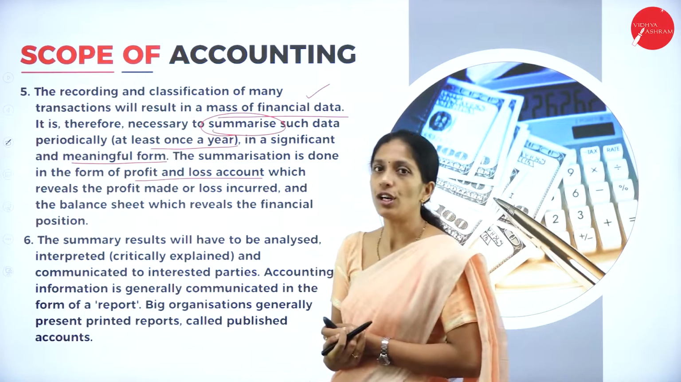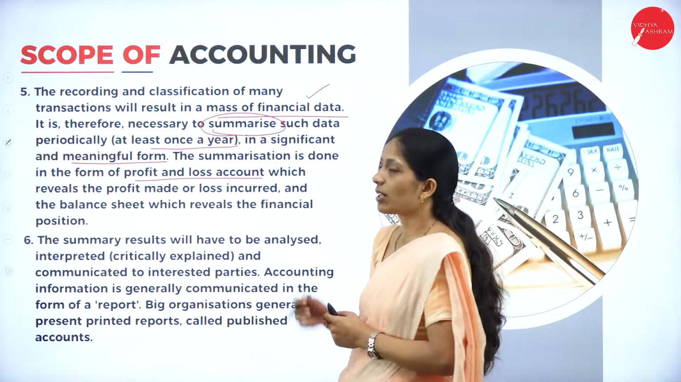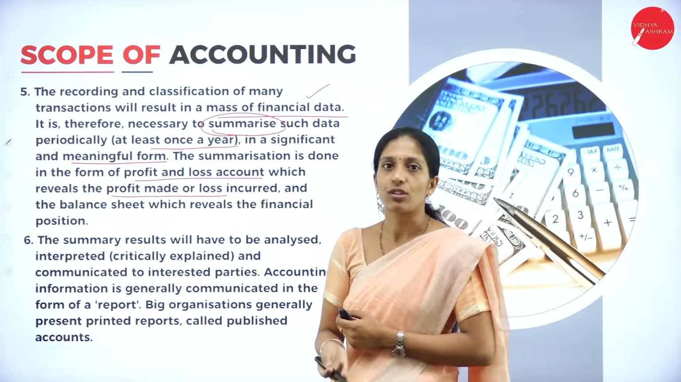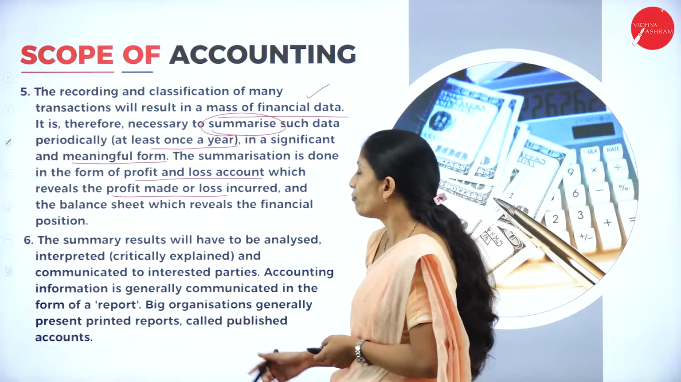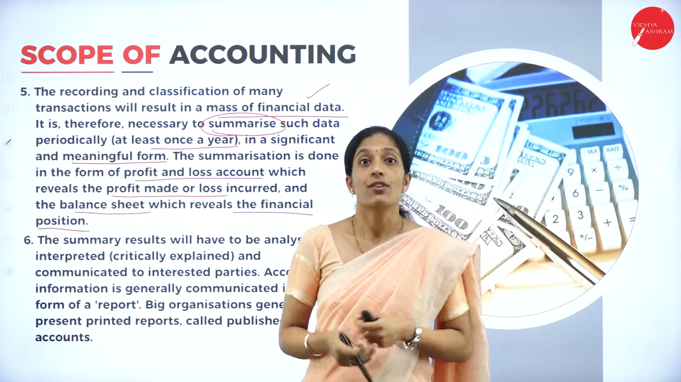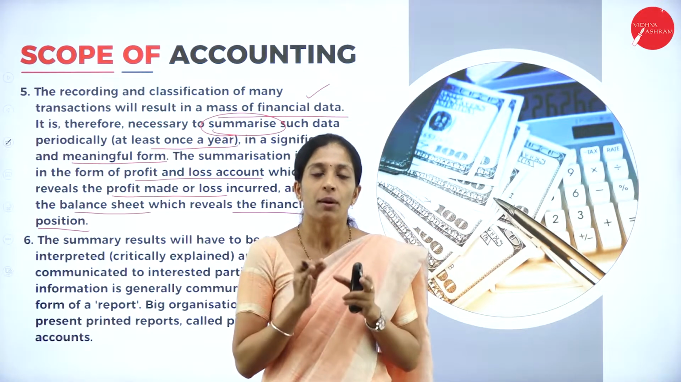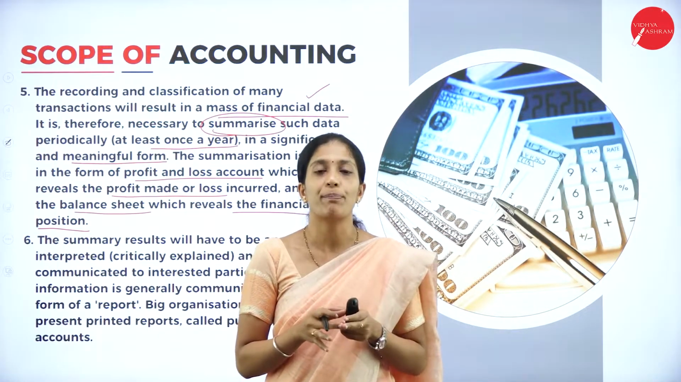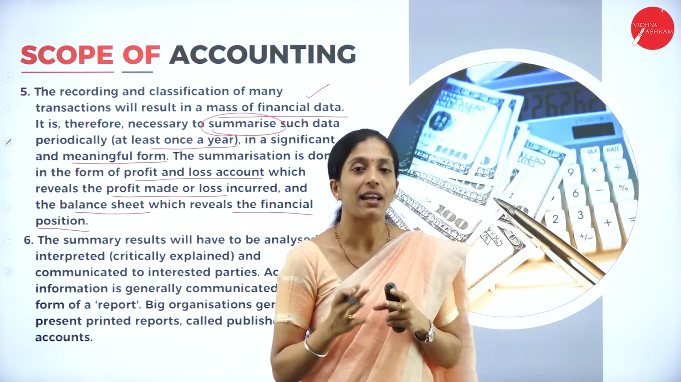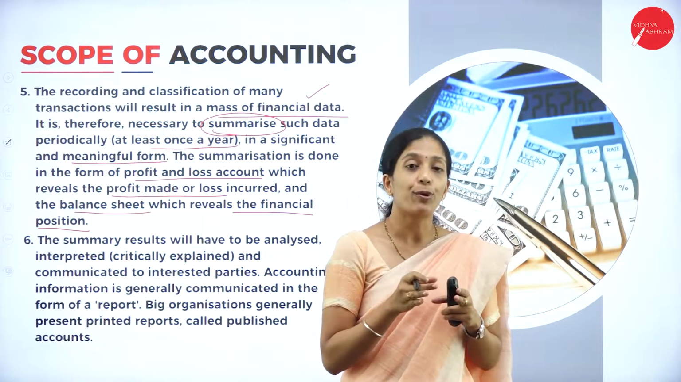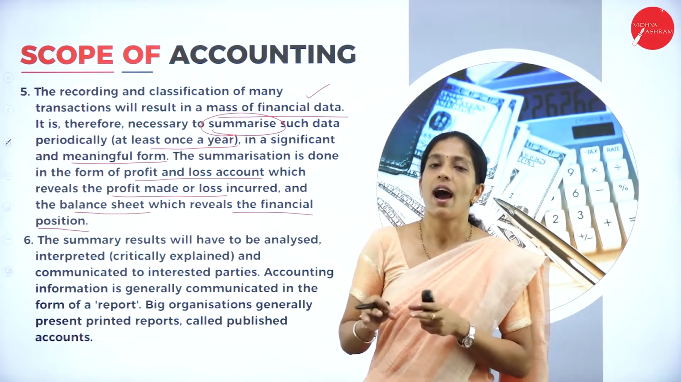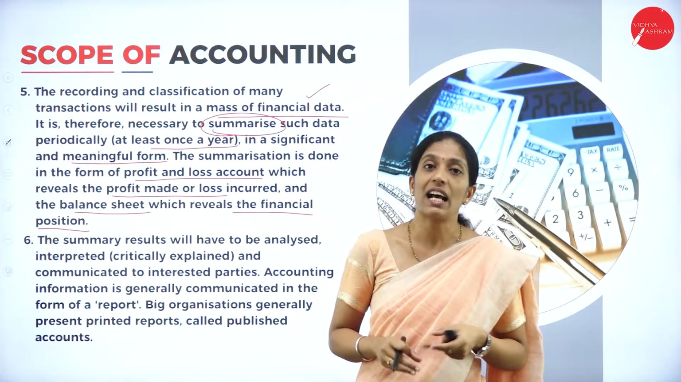So, we are going to prepare the profit and loss account, which reveals what? It reveals the profit made, that is the net profit or net loss of an organization, and in the form of the balance sheet, which reveals the financial position of the business. So, in summarizing, we are going to make the accounting information so compressed that it is presented in an understandable as well as easy manner to the users, so that they come to know the net profit or net loss by seeing the trading profit and loss account, and the financial position by seeing the balance sheet.